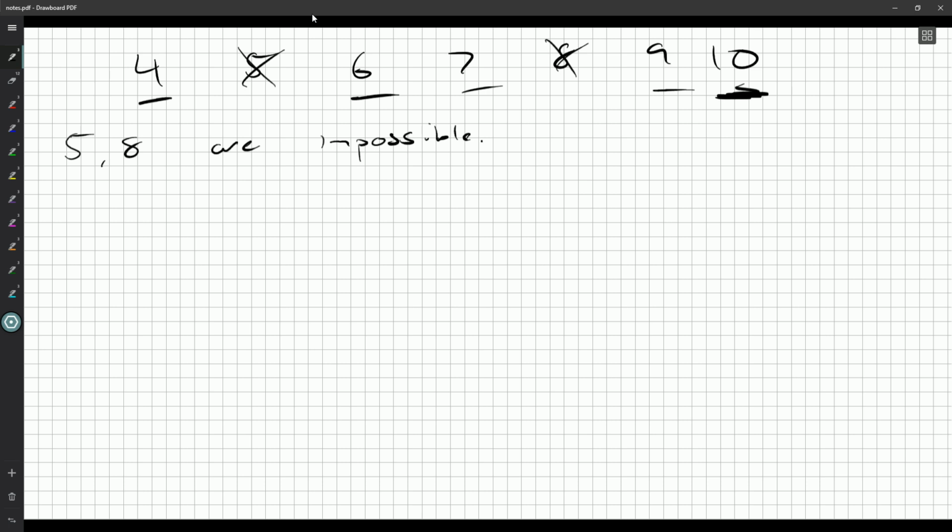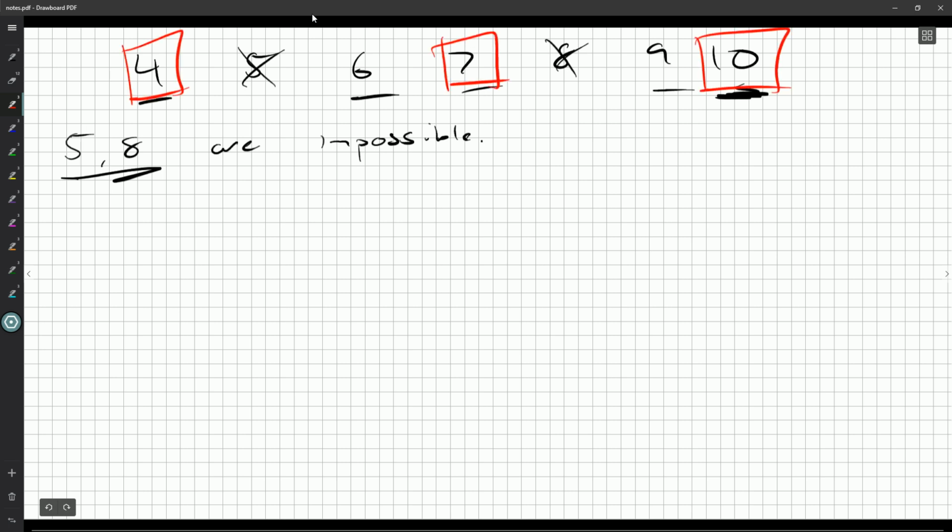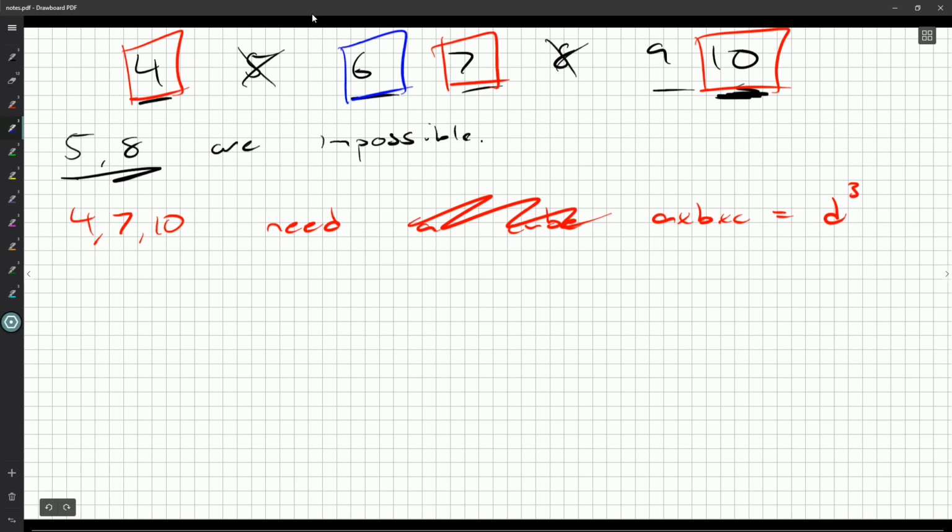So, more than that, just because 5 and 8 are out, just because they're congruent to 2 when you divide by 3. 4, 7, and 10 all leave a remainder of 1. They need a cube. So they need, let's say, A times B times C to be equal to a cube. Whereas 6 and 9 don't. And they can't have a cube. So we might treat these cases separately and try and see what we can do.